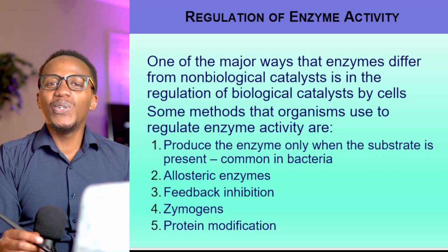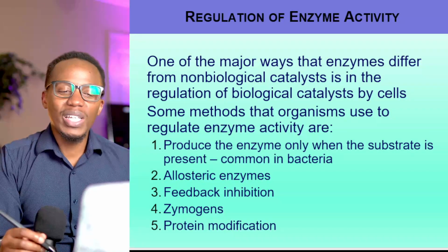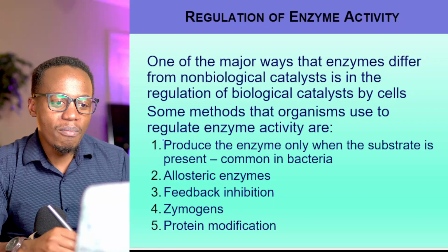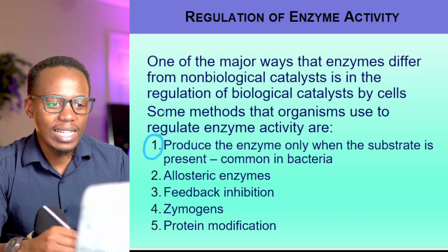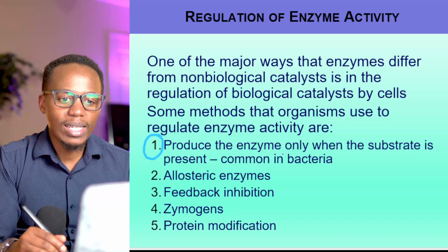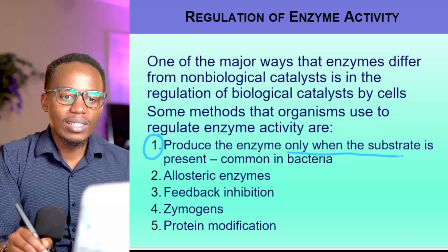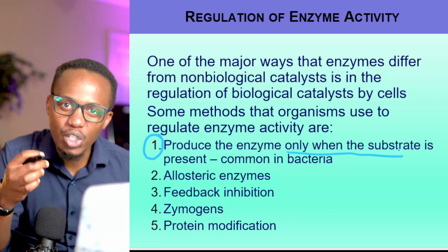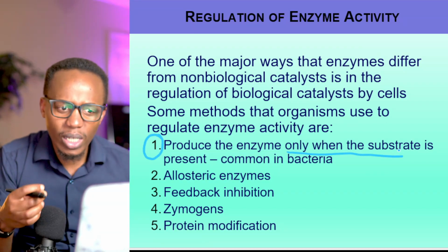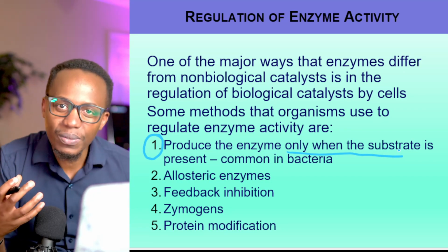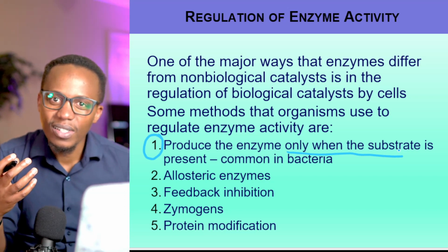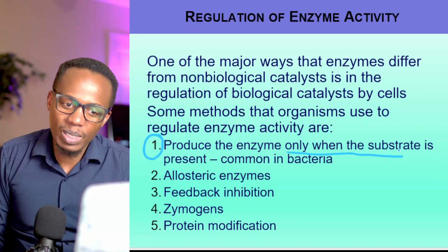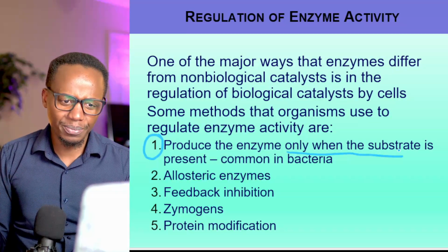The best way to regulate enzymatic activity is a mode of production of that enzyme only when the substrate is present. So the presence of the substrate triggers the production of the enzyme. That's the best way to regulate it, but usually it doesn't happen in humans, but it's common in bacteria.